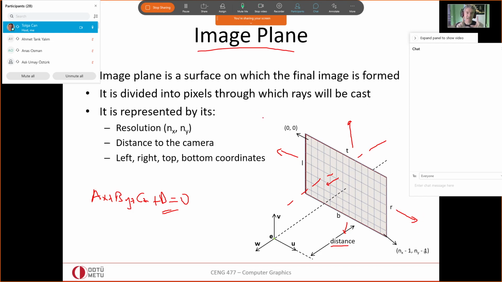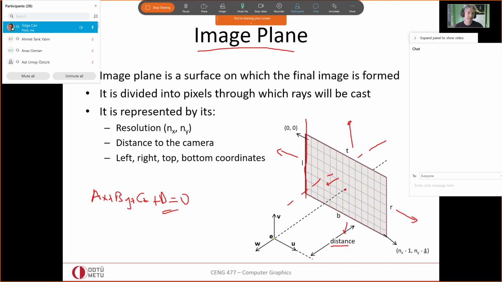So what is the size of our sensor array? What are its dimensions? The dimensions are given in units with respect to this U and V, which is the same as our measuring unit in the world coordinate system. For example, L, B, R, and T are scalars. They're not vectors. L is the signed distance from the center of this image plane to the left boundary.